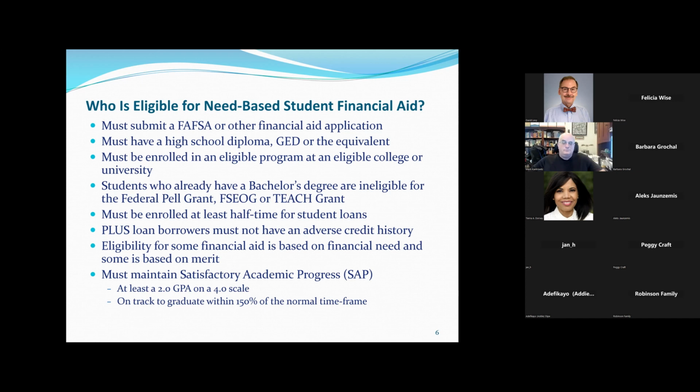The parent loan borrowers must not have an adverse credit history. That's the parent loan to undergraduate students.